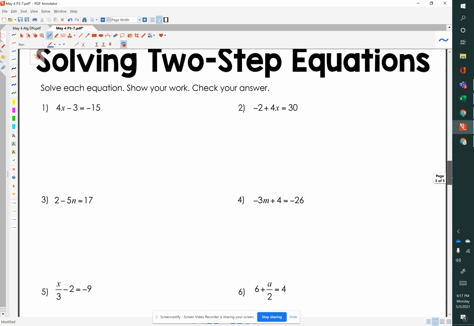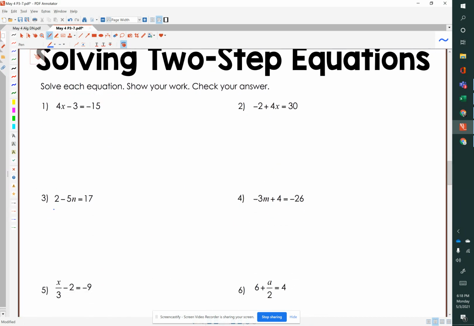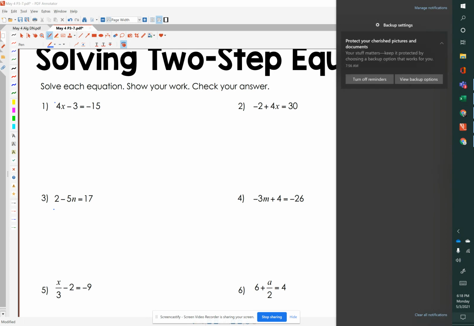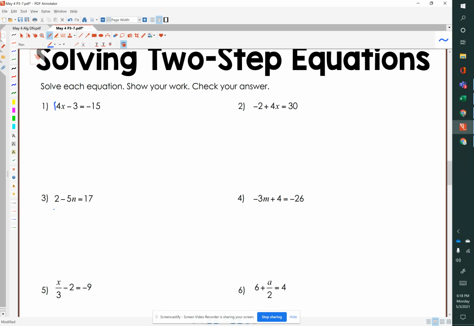For our lesson today, we're going to continue with those two-step equations, asking what is happening to the term that has the variable here, what is happening to 4x. 3 is being subtracted, so we're going to add 3, which we will do to both sides of the equation, to give us 4x equals negative 15 plus 3 is negative 12.